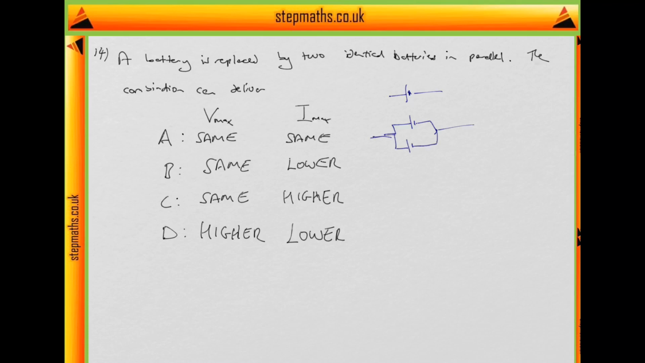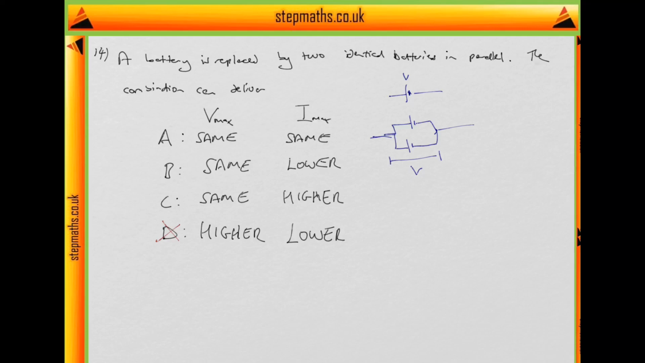Now what we know about parallel combinations is that the voltage is the same in both branches. So if the voltage for this was V, then the voltage from here to here is also V. Because they're in parallel and the potential difference is from this point to this point. It essentially is identical in each branch. It doesn't split. So that means immediately we can cross off D as our answer because it has V max being higher.